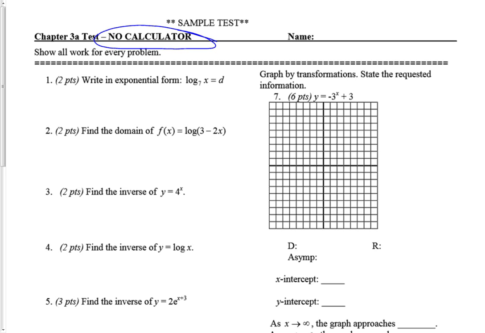Number 2 says write in exponential form. So this is logarithmic form. We have to remember that whatever the base of the logarithm is, in this case 7, will be the base of our exponential. Whatever used to be inside the logarithm, in this case the x, is now on the other side, no longer with the base. And whatever used to be by itself, the answer to the logarithm, is really the exponent of the base. So that's just memorizing how to convert back and forth between log and exponential form.